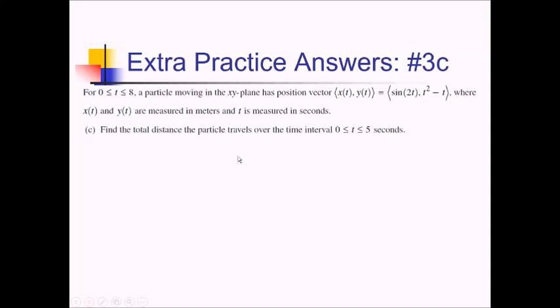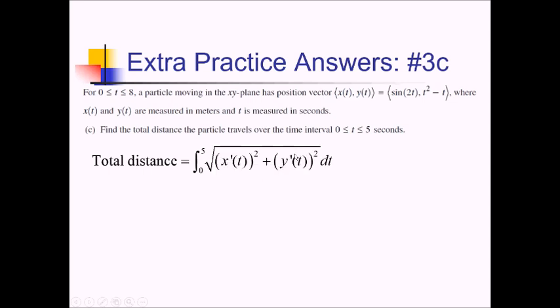For this part, to find the total distance traveled from 0 to 5 seconds, we basically need the integral of speed over that period. So integral from 0 to 5 of pretty much what we just took the derivative of, square root of x prime squared plus y prime squared. And this is going to be a dt kind of setup because this is all in terms of time.